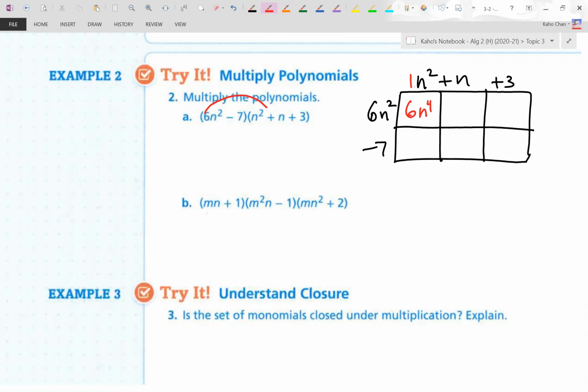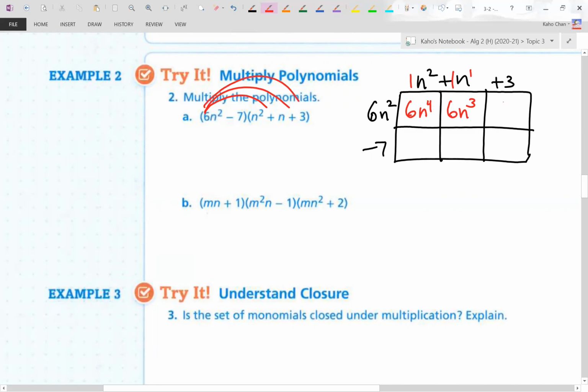Let's keep going here. Multiply 6n squared times n. Again, there's a 1 right there. 6 times 1 is 6, n to the third this time because there's an invisible 1 right there for that n. Let's keep going. 6n squared times 3 is 18, n to the second power. Okay, that's 1/2 of the distributive property. The second half, I'm going to go multiply by -7 to that trinomial.